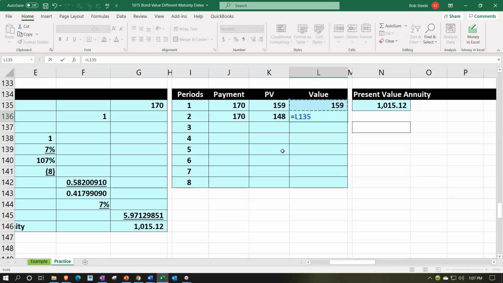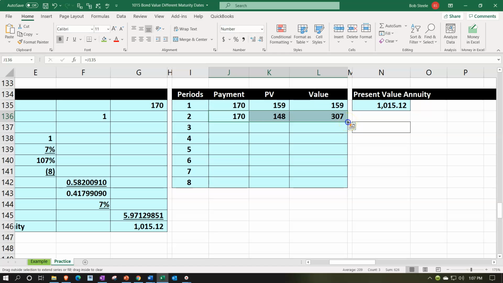Then we'll add the prior amount plus the current amount. We'll select those 3 items, put our cursor on the autofill handle, and drag that handle down to 8 payments.